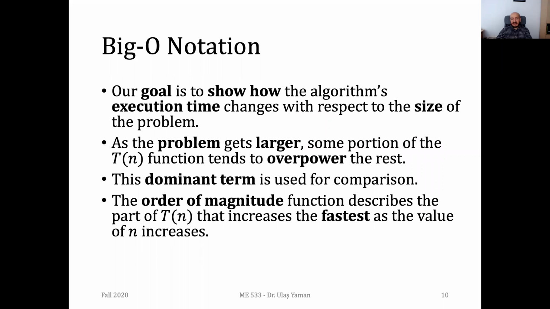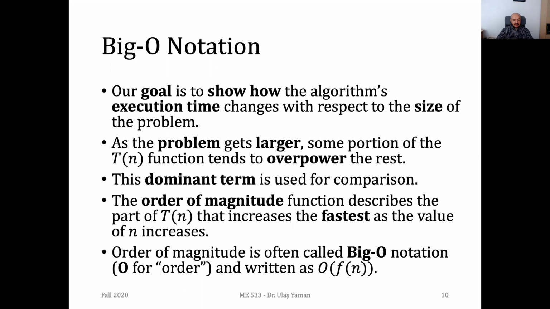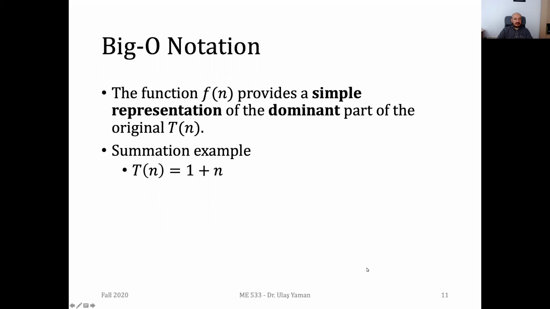But if you have a higher power, we will assume that as the number of inputs gets larger, this dominant term will overpower the rest. So that's why we will only keep it and ignore the rest of the terms. And this is called big O notation, and we will be using such an expression of f of n. Now we will see an example here. This was our T of n, and we can say that O of n is equal to the term with the highest power. So that's why it's equal to O of n.